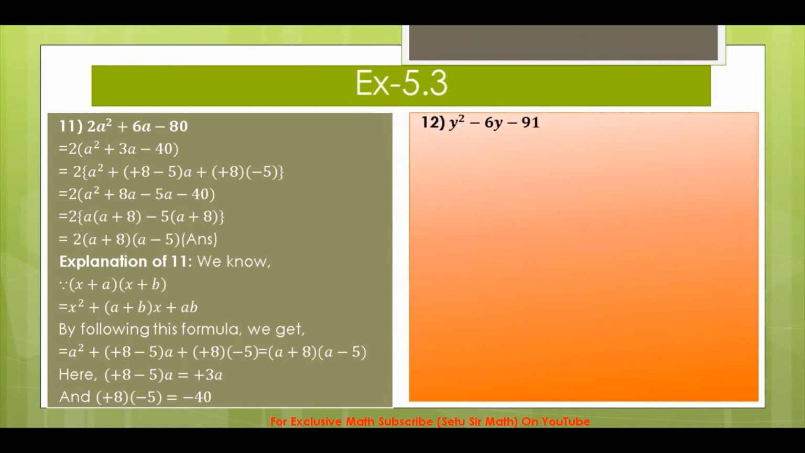So number 12, y square minus 6y minus 91. There is no common in here, so we will use the type of rules you have already learned from 11. I want to show you, and I will continue to discuss from the explanation.